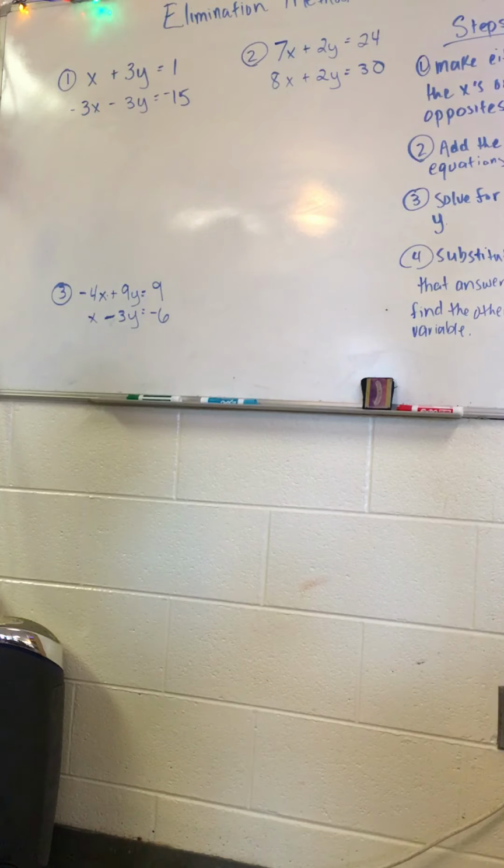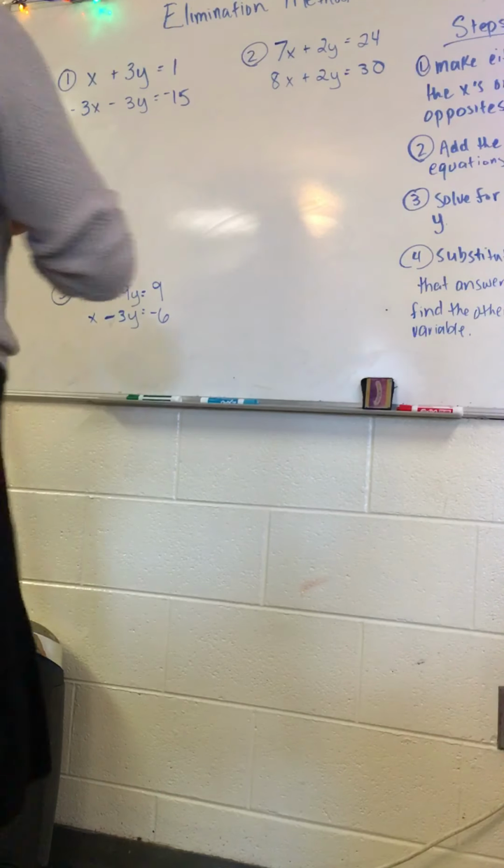So what you do is you make either the x's or the y's opposites, if you need to. You add the equations, solve for x or y, then substitute that answer into one of the equations to find the other variable, which we've done before in substitution. So it's like half substitution and half of a new method. Okay? So when I say add the equations and make opposites, here's what I mean by that.